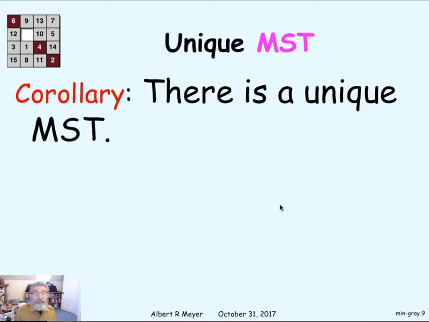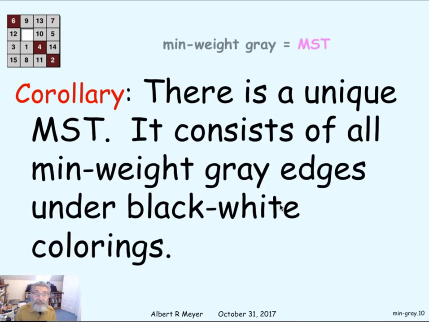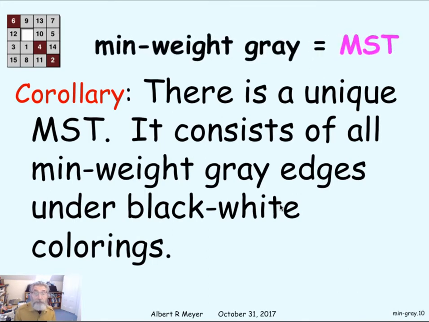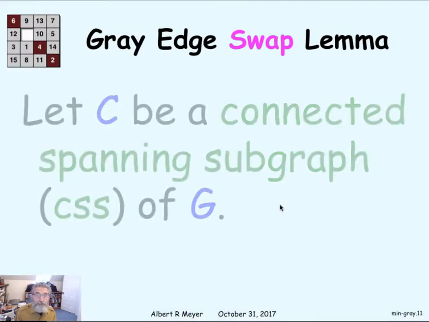The conclusion is that, in fact, there is a unique minimum weight spanning tree, and it consists precisely of the minimum weight gray edges under all possible black-white colorings. The minimum weight gray edges form the minimum weight spanning tree. Very cool theorem. And it explains all these different algorithms for trying to find a minimum weight spanning tree.